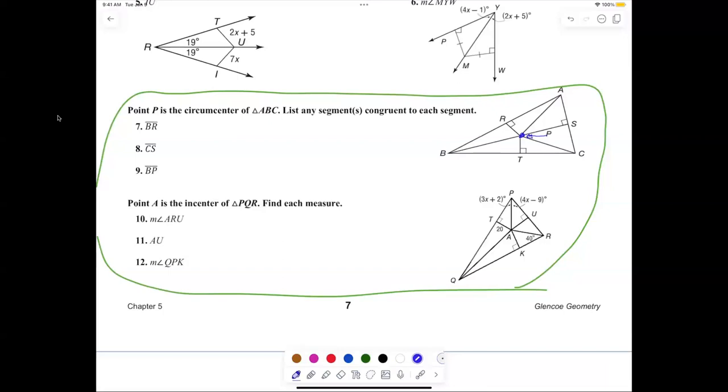I understand that, but what if it would be congruent to like PS, like just the circle? That's exactly right. It's equidistant from the vertices. All of these are important for you to see it. That's what I'm trying to tell you.